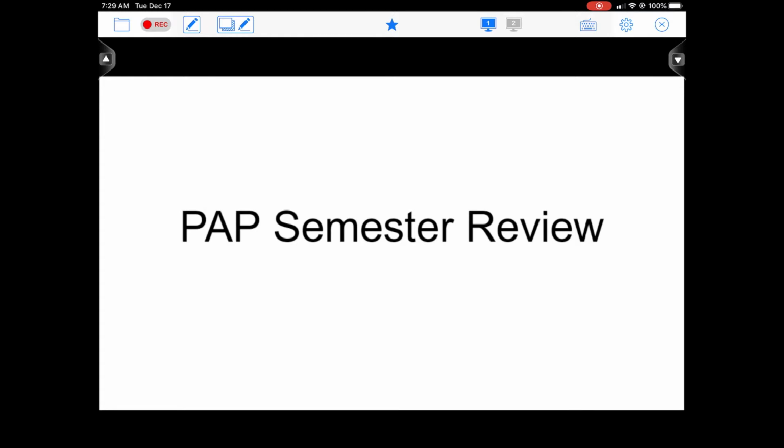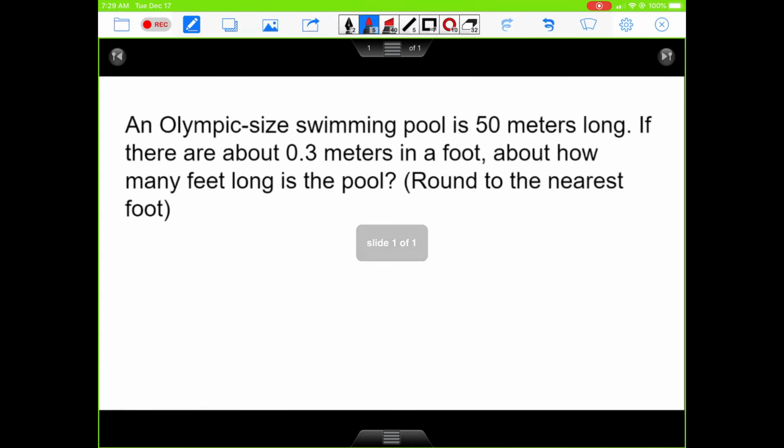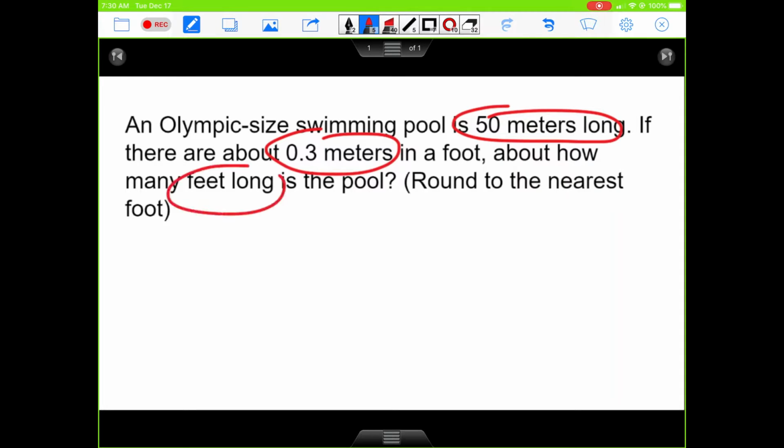So this video is going to review the worksheet that you did in class today. Question number 1. An Olympic-sized swimming pool is about 50 meters long. If there are about 3 centimeters in a foot, about how many feet long is the pool? And we're going to round to the nearest foot.